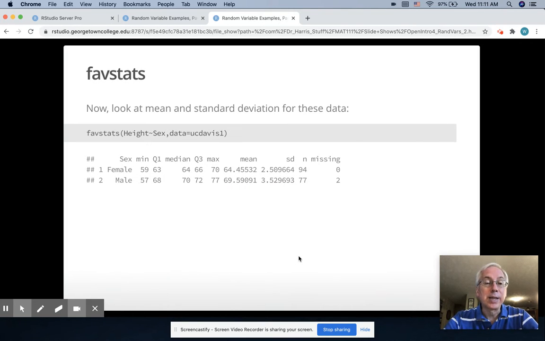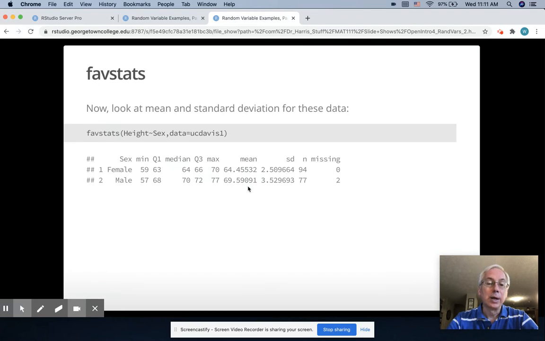If we apply favstats, we want to remember how we did that: we took the numerical variable and broke it down by the categorical variable. We get the five-number summary and the mean and standard deviation for both the female heights and the male heights here. What we see is that the mean for the women is about 65.5 inches with a standard deviation of about 2.5 inches.